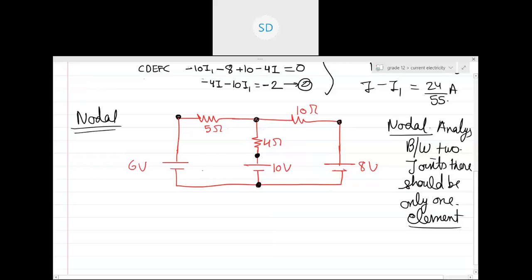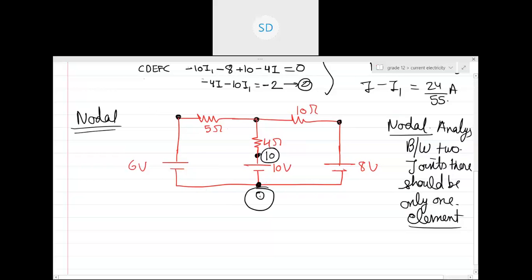Always try to give that reference 0 to the negative terminal. Can you see the negative terminal of the battery? Here in this question, the negative terminals have been connected over here. Can you see? All the negatives have been connected together. I can name this as 0. If I am naming this as 0, what should be the potential of this point? 10. Very good.